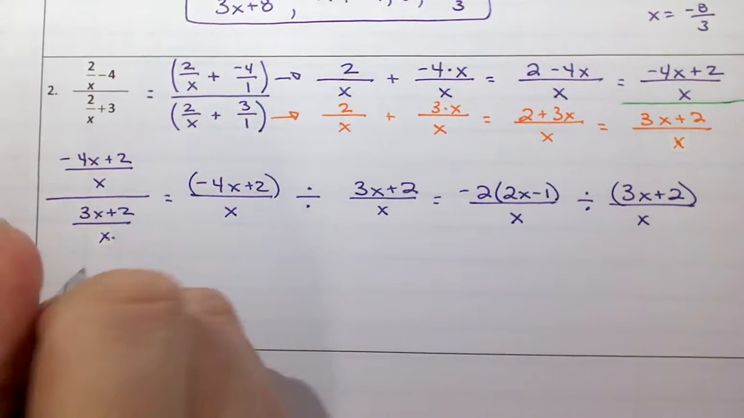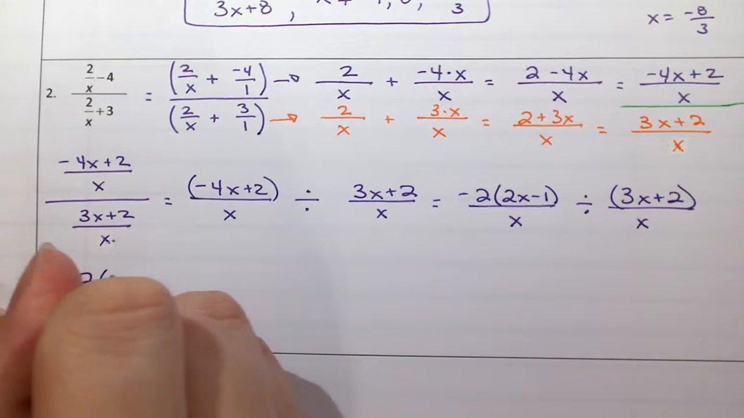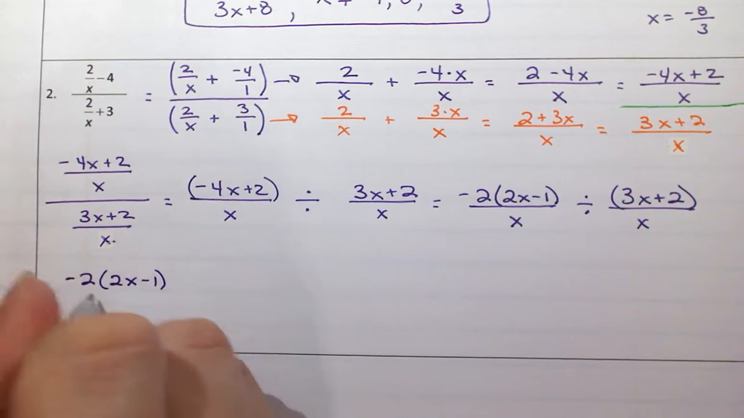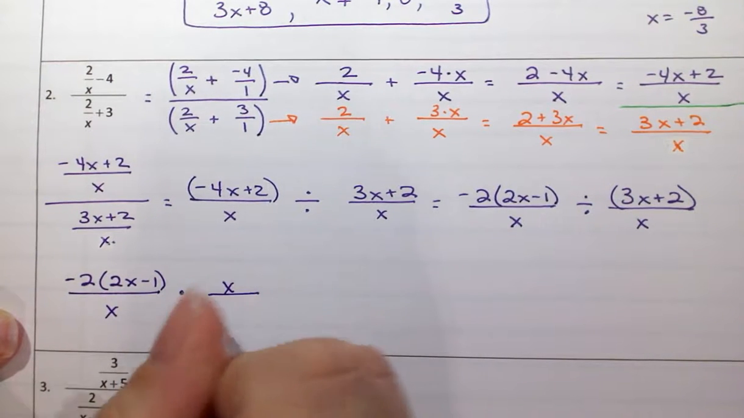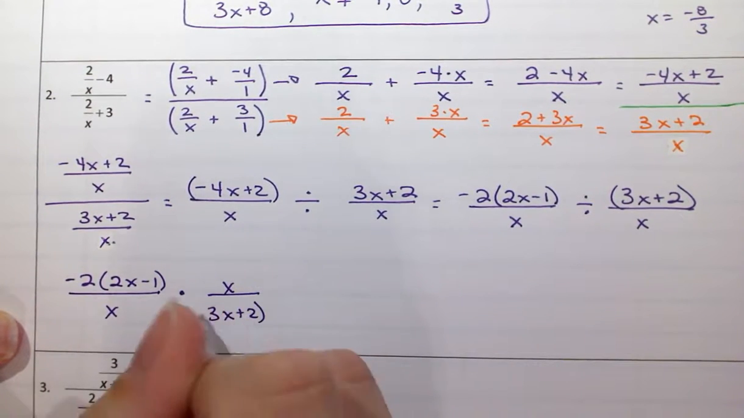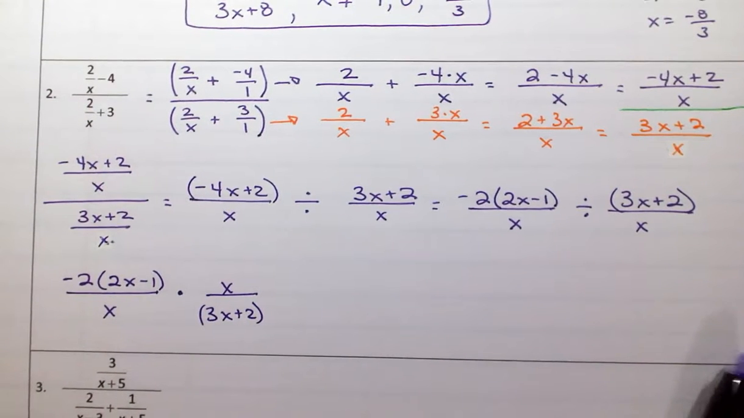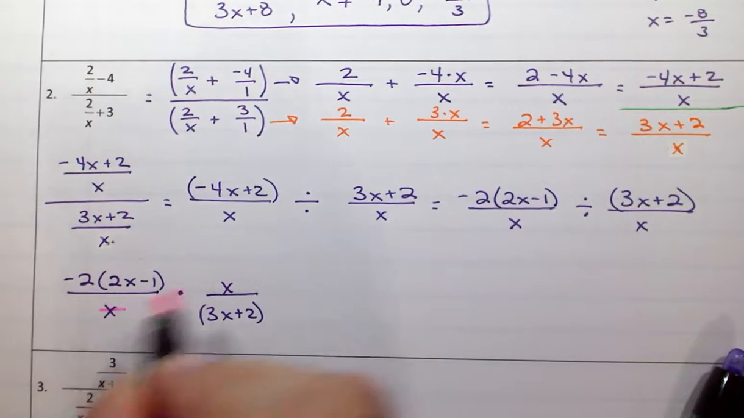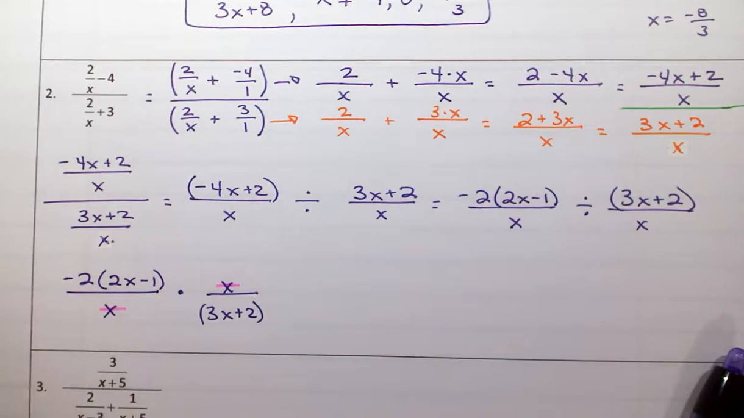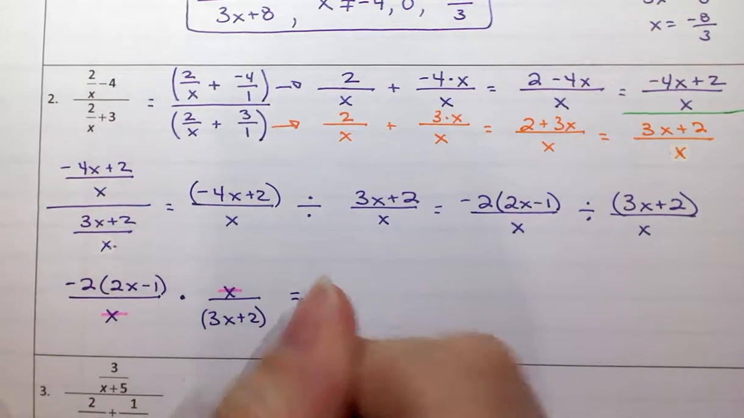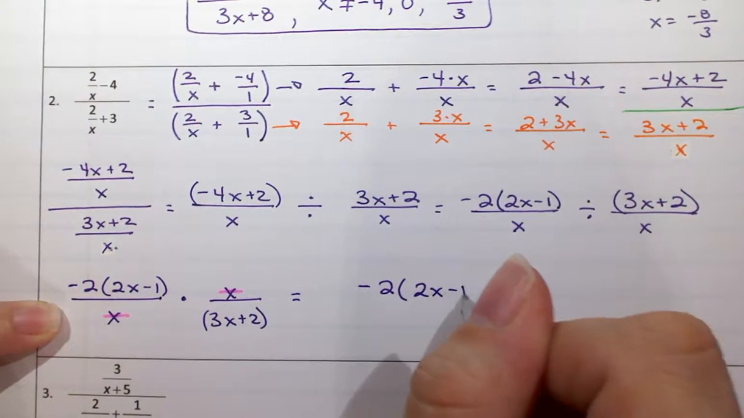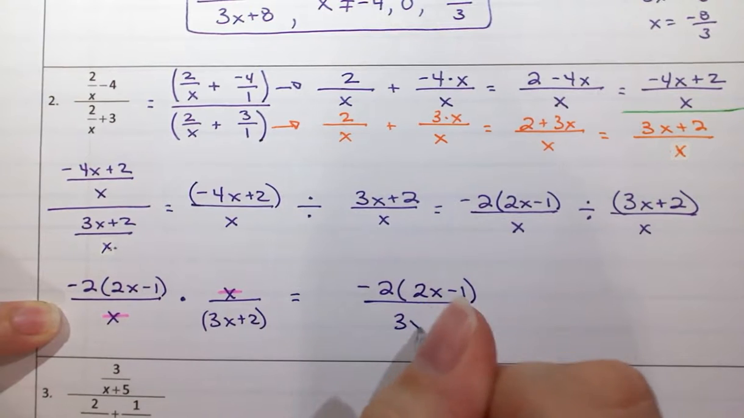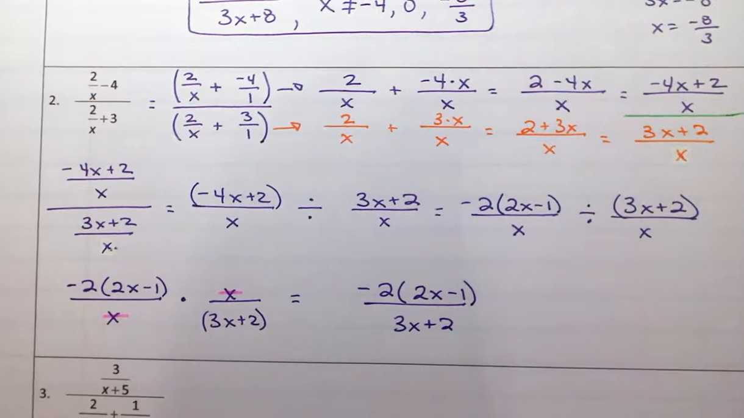So now we're going to have to change it to multiplication. So the first fraction stays the same. The second fraction gets flipped over. And then we look to see, okay, is there anything that we can cancel? And notice, yes, there is. Those x's cancel out. You don't have to multiply, guys. You can leave them factored. Negative 2 times 2x minus 1 over 3x plus 2. Please do not distribute. It's okay not to distribute, okay?